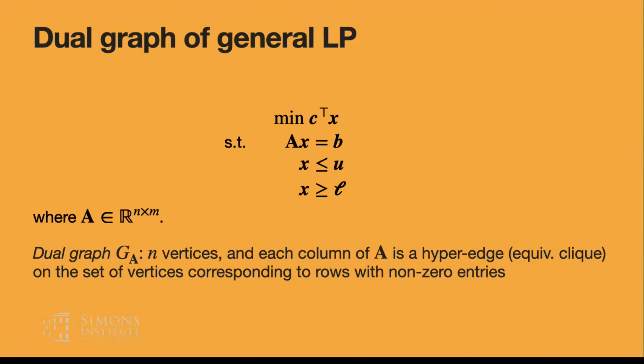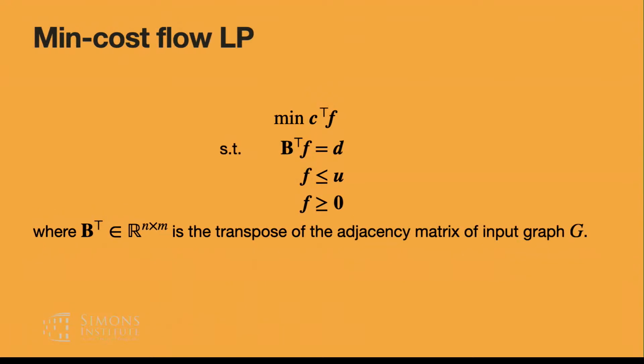The reason we define this dual graph this way is because in the case of the min cost flow problem, if we look at this constraint matrix B transpose, and treat that as A in the original general linear program formulation, then B transpose here is the adjacency matrix of the input graph G. And the way we've defined the dual graph means that the dual graph of this linear program formulation is exactly the adjacency matrix of the input graph G.